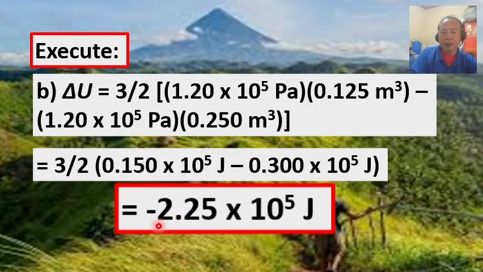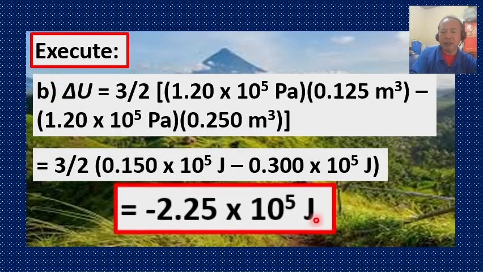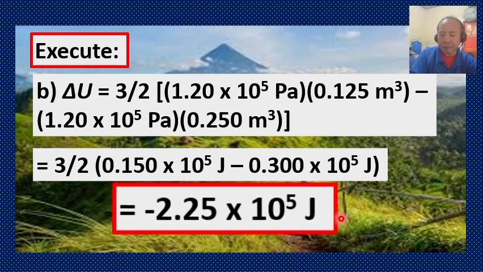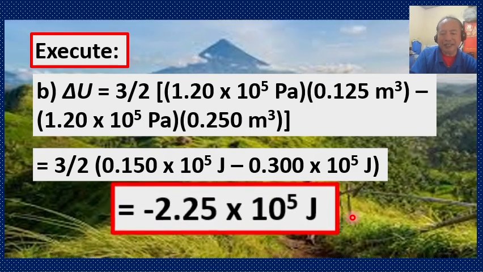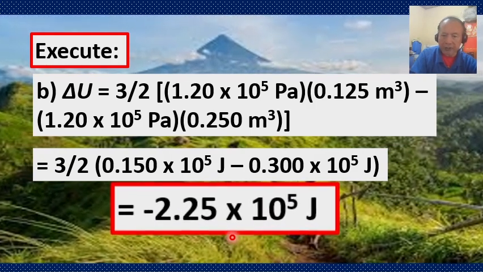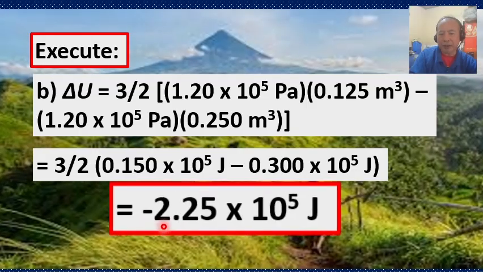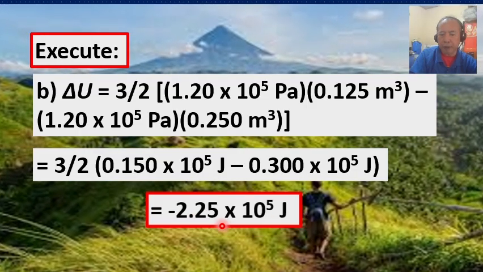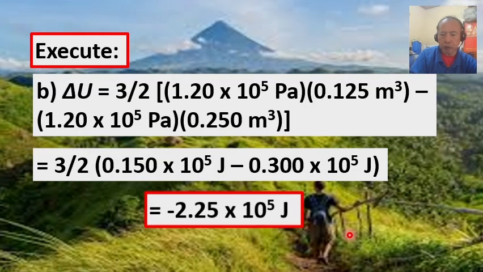All right. The minus sign here suggests that the internal energy of the system has been decreased by as much as 2.25 times 10 to the fifth joules.